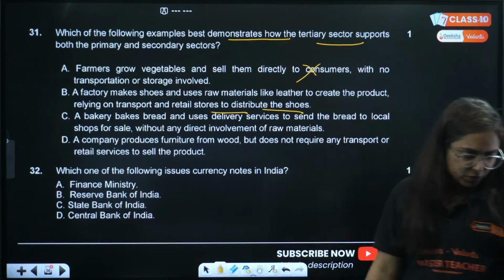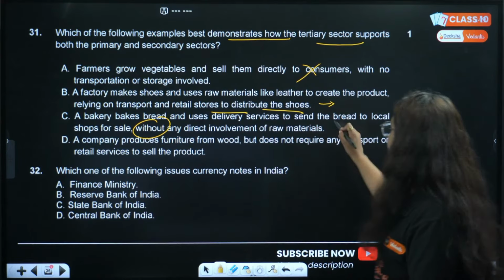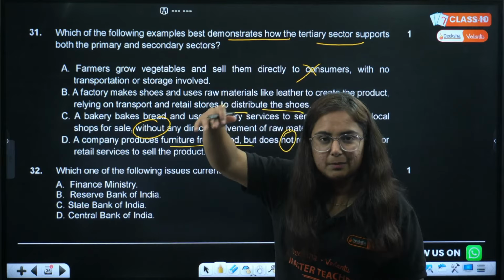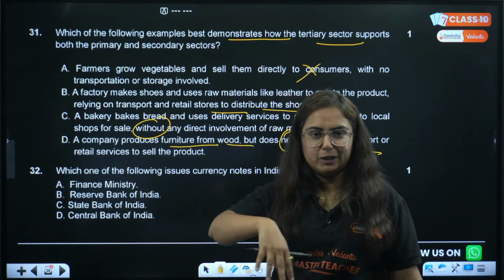While reading this option, I was pretty sure this is correct, but I am left with two more statements. I'll read them. A bakery bakes bread and uses delivery services to send the bread to the local shop for sale without any direct involvement of raw material. How can this be possible? Raw material is required. This is not correct. A company produces furniture from wood but does not require any transport. Oh, God will come and pick it up and throw it there. No, a pigeon will come and do that. No. So B is the correct answer.